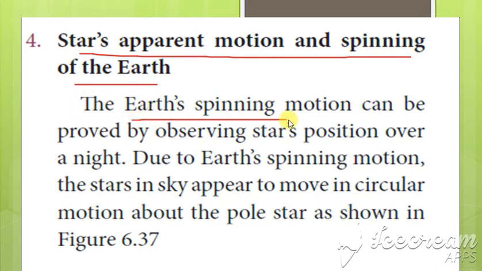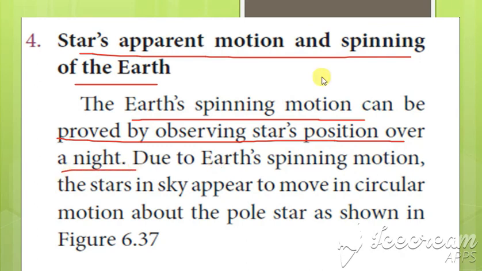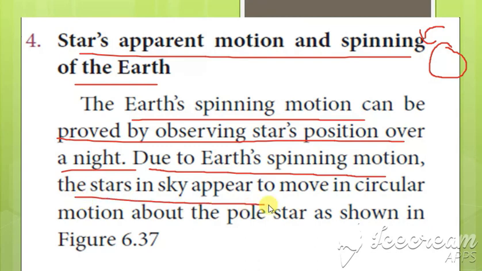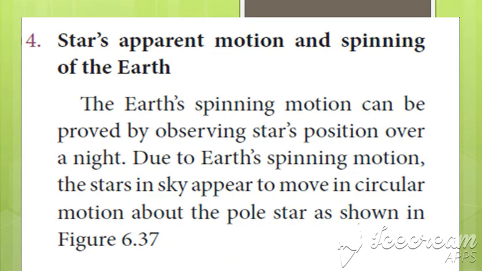The earth's spinning motion can be proved by observing the stars' positions over a night. We can see that the earth spins by the movement of the stars over the period of a night. Due to the earth's spinning motion, the stars in the sky appear to move in a circular motion. Okay, clear, that's all about it. Thank you.